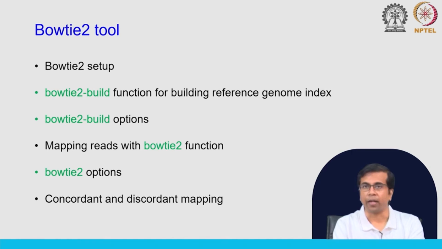Just to summarize what we have discussed so far in the last few classes: we have set up Bowtie2, and we have used the Bowtie2 build function for building the reference genome index. There are certain options that you can give on the command line when you are using Bowtie2 build. Then we use the Bowtie2 function itself, which is the function that we use for mapping. With Bowtie2 there are a lot of options. We have mentioned that some of these options could be useful, and we have also discussed concordant and discordant mapping.